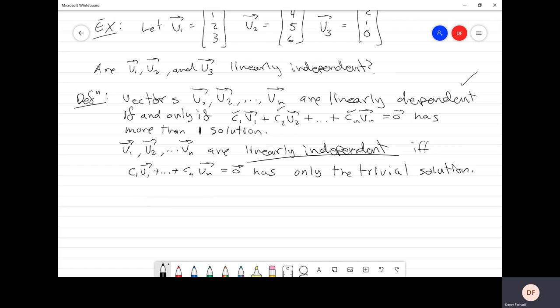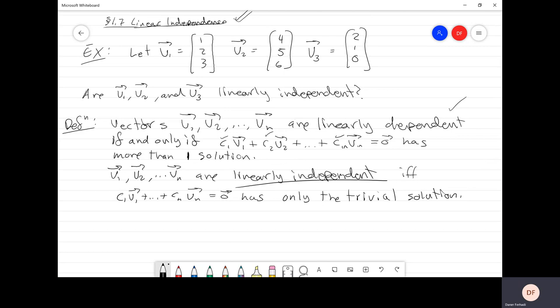So essentially, we're saying if there is no way to linearly combine these vectors to make the 0 vector, then the vectors are linearly independent, right? I mean, if the only way to linearly combine them is just to multiply them all by 0 and then add them up, then yes, they're linearly independent. Okay.